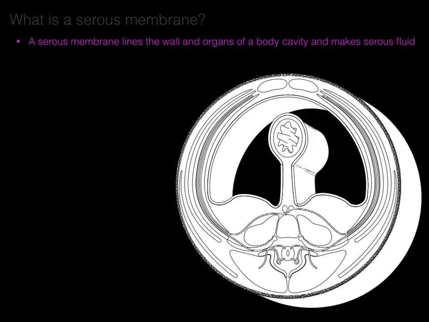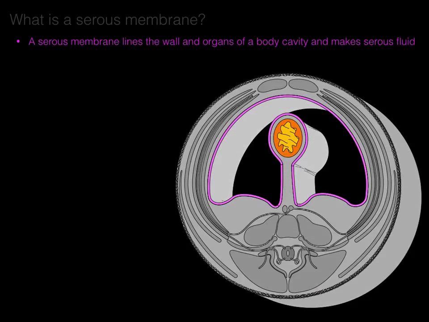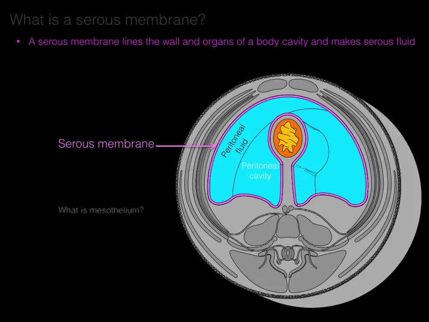So this picture shown here is a cross section through the abdominal cavity. So that's the serous membrane we're going to talk about. And so in pink, there's the serous membrane lining the abdominal cavity, and it makes fluid. And because this is the abdominal cavity, it's going to be peritoneal fluid, which then goes within the peritoneal cavity, the space or cavity within the serous membrane, and fills it.